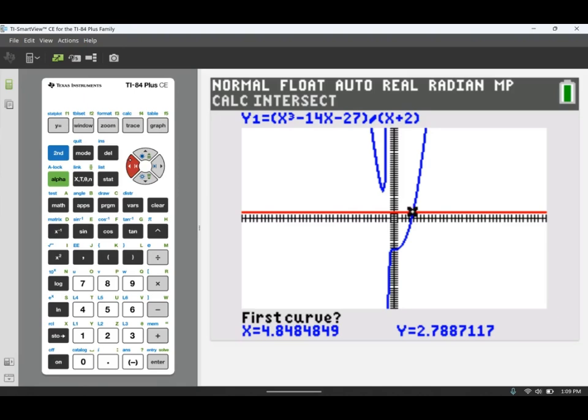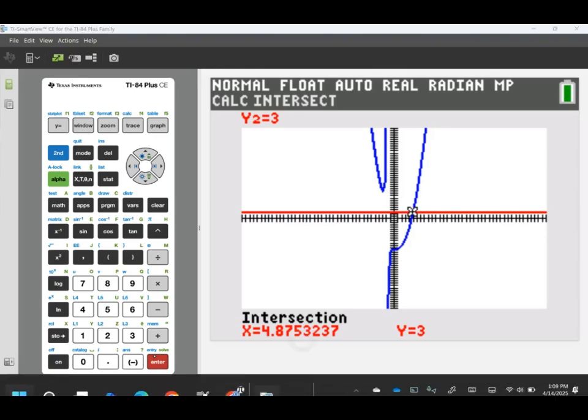Please do not just hover it over and say, hey, there's my answer, because that's probably not going to be correct. Say first curve, second curve, it turned over to the next one, and then guess. So what is our intersection point? What's our answer for x? 4.875. Again, 3 decimal places.